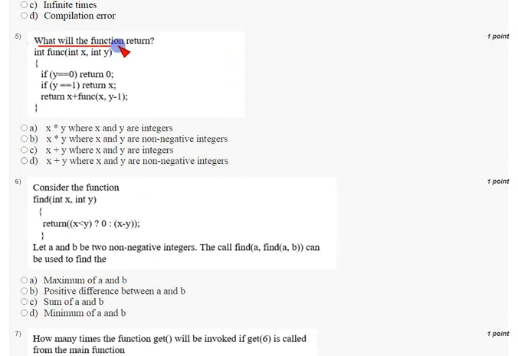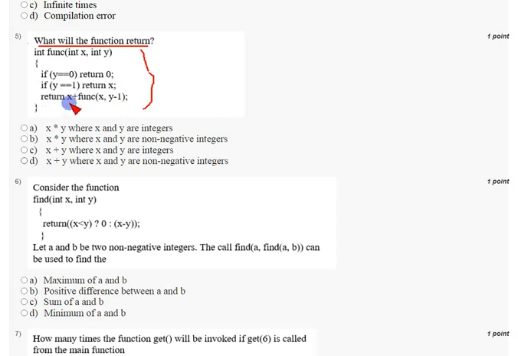And coming to the fifth question, what will the function return? They have given a code snippet, and the options are in general form. Suppose we take x value as 3 and int y as 2. So x equal to 3, y equal to 2. y equal to 0 means return 0, y equal to 1 means return x. So nothing happens here, as y is 2.